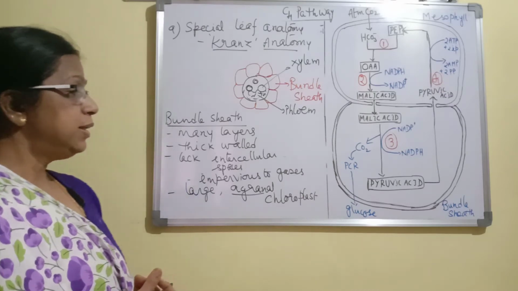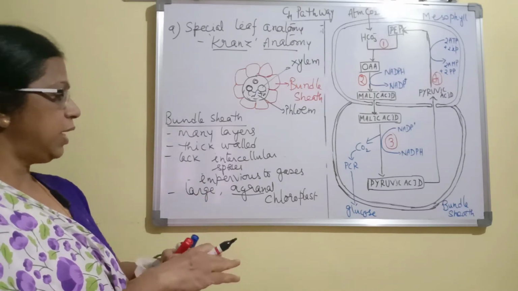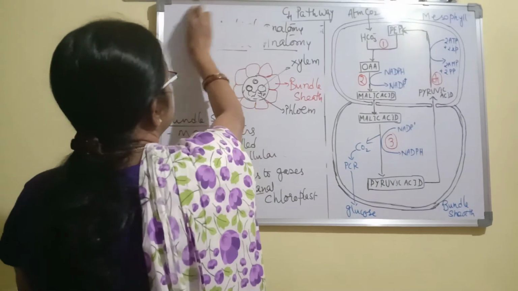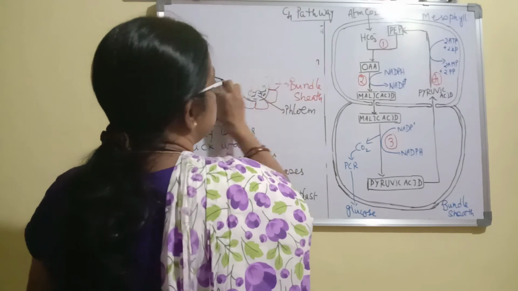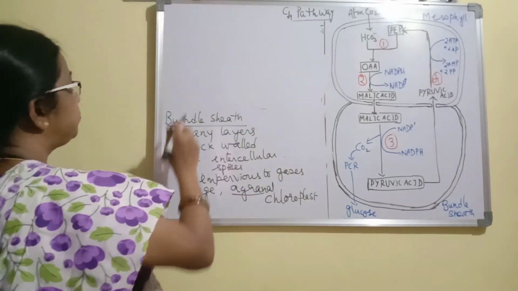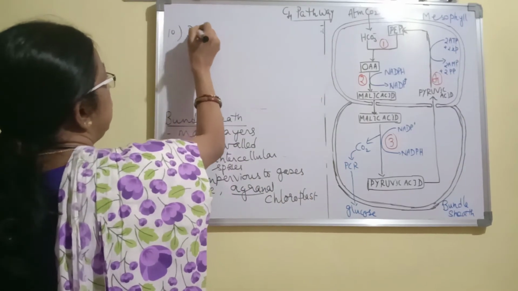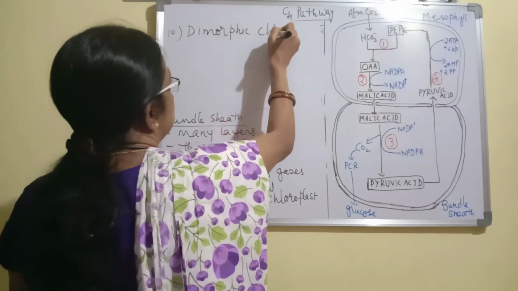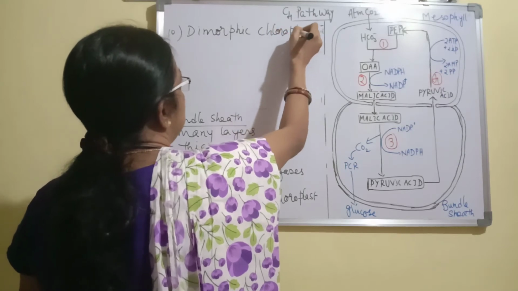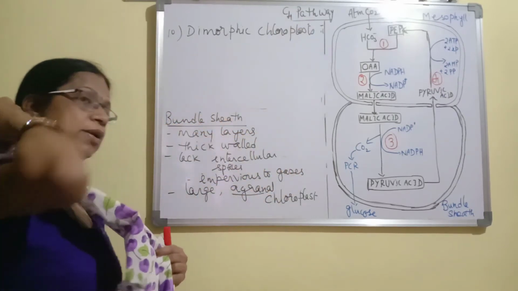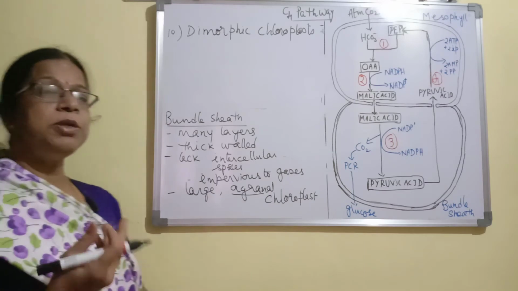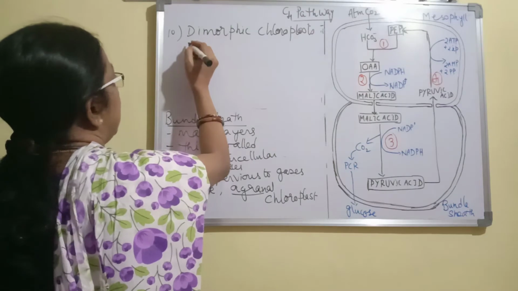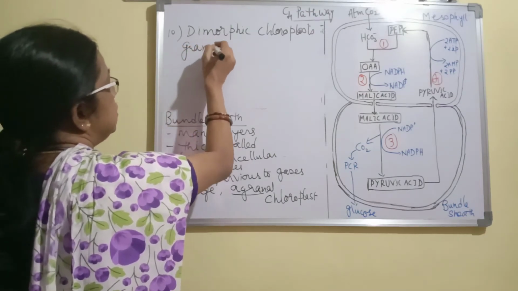And here we find another feature we can write. After Kranz anatomy, we can also say they consist of dimorphic chloroplasts. So Kranz anatomy and dimorphic chloroplasts are also the important features. What is dimorphic? Dimorphic means two types of chloroplasts. So what are the two types? One is granule chloroplasts, that is with grana.